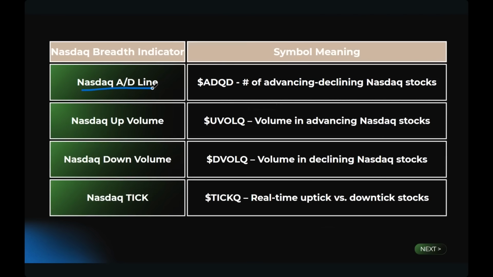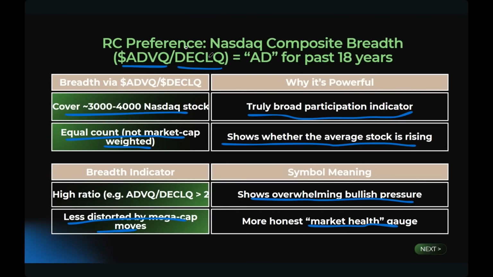Nasdaq breadth indicators: Nasdaq AD line, Nasdaq up volume, Nasdaq down volume, Nasdaq tick. My preference: Nasdaq composite breadth is ADVQ divided by DECLQ. I have called it the AD ratio for the past 18 years. Breadth through ADVQ divided by DECLQ.